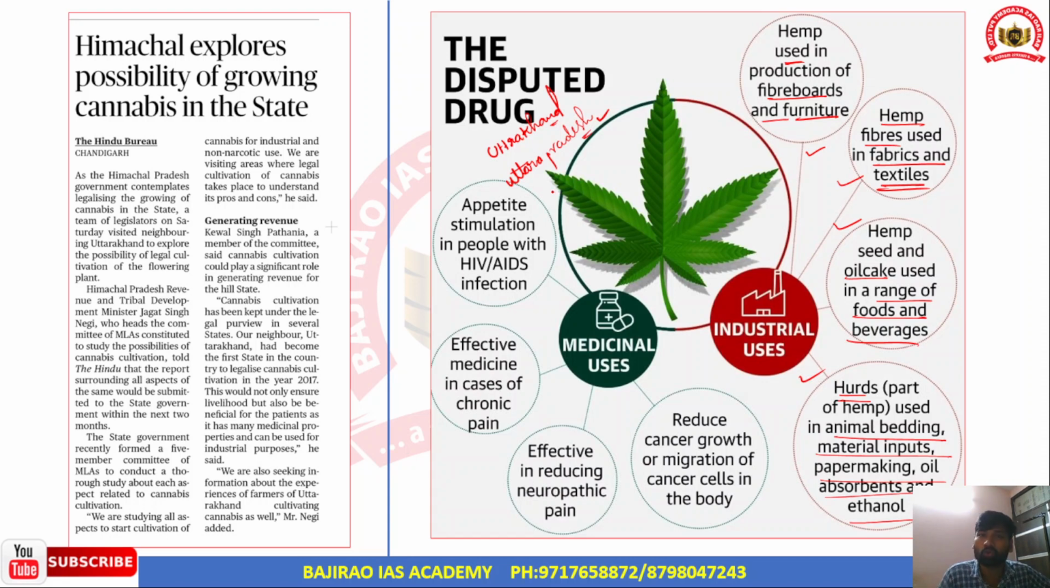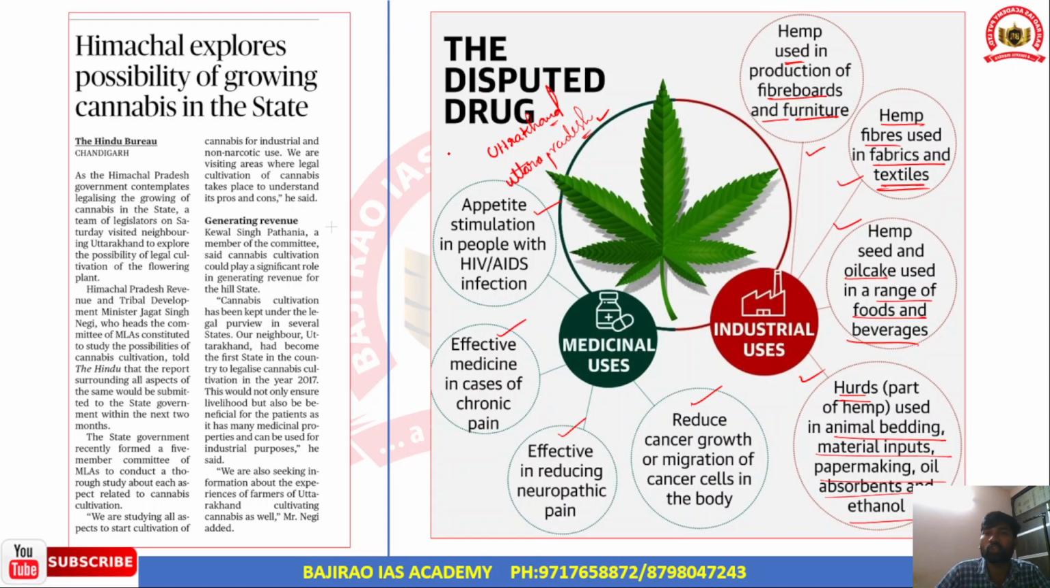Secondly, it also has a wide variety of medicinal uses. It includes appetite stimulation in people with HIV/AIDS infection. Secondly, it is an effective medicine in case of chronic pain. Third, it is effective in reducing neuropathic pain. And fourth, it reduces cancer growth or migration of cancer cells in the body. So these are all the applications, both medicinal and industrial uses.